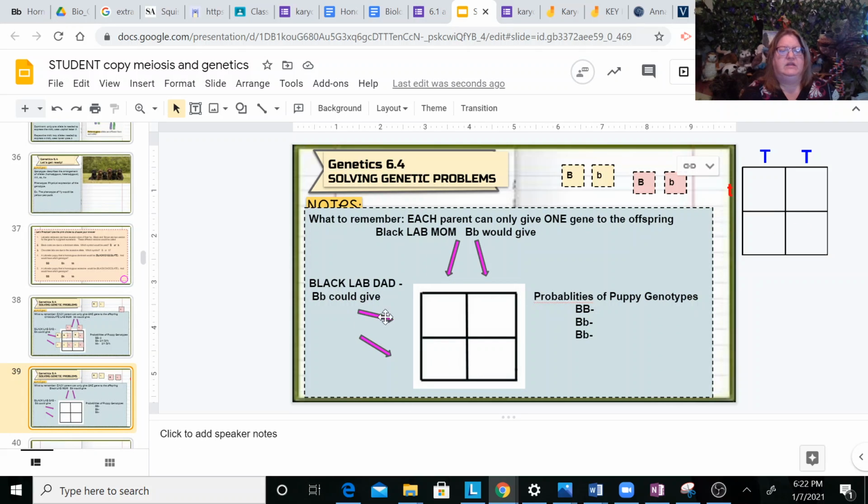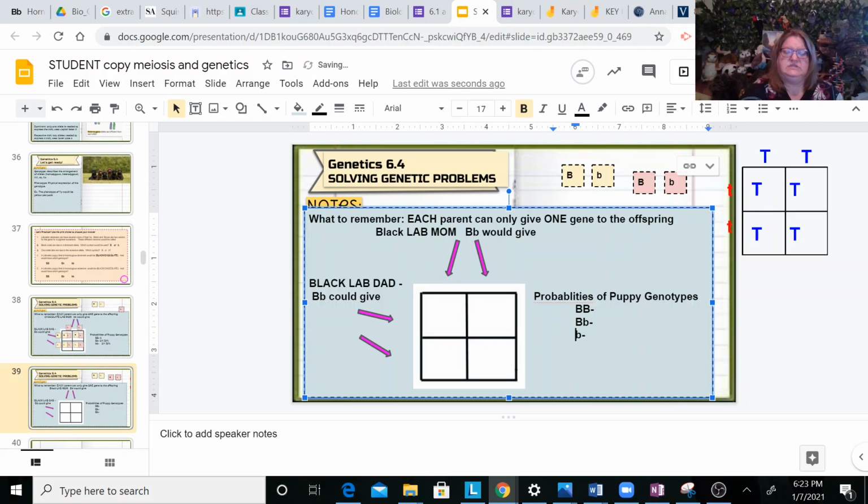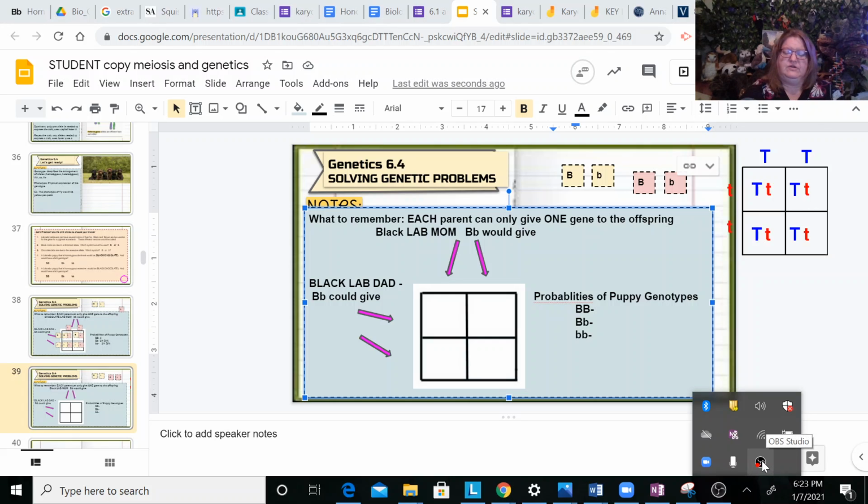So I made another problem, and then you guys are going to try your hand at some practice. This time, the mom is a black lab, heterozygous, and the dad is a black lab as well. So try your hand at this problem, and then you will go over it together in class.